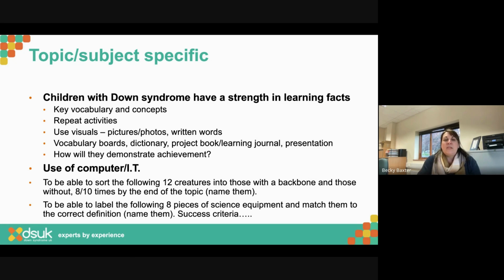And then I've just put on there to be able to label the following 8 pieces of science equipment and match them to the correct definition. So I've got my labels, got my written words, I've got my pictures, and I've got some definitions. And again, each lesson, beginning of lesson, maybe while the teacher's doing that input that I'm struggling to access, I can be going over that key bit of information. I can read about them. Which one's that? Oh, yep, it says over there. Yep, put that on. Really helpful.